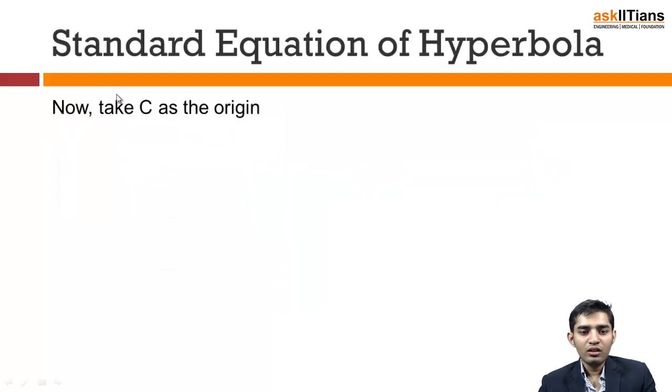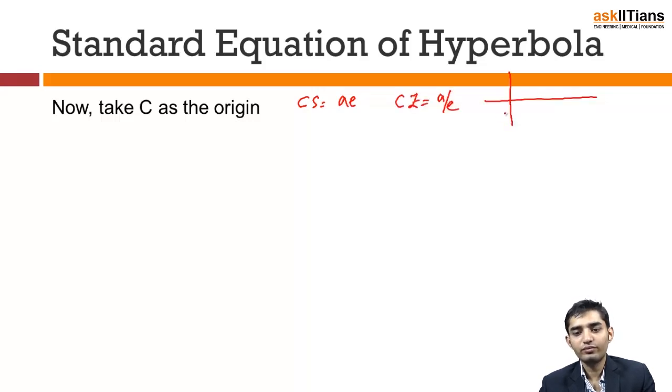Now, C is the origin. If I take C as origin, what are the relations that we have? CS equal to ae and CZ equal to a by e. So this is the origin, this is point C. Now, the focus S is at a distance of ae. What will be the coordinates of the focus? This distance CS is ae, so the coordinates will be (ae, 0). It is lying on the x-axis. This is the x-axis and this is the y-axis.